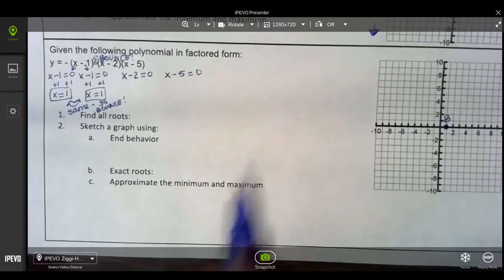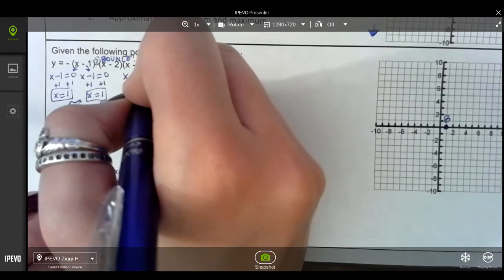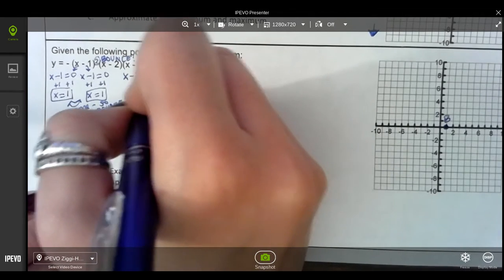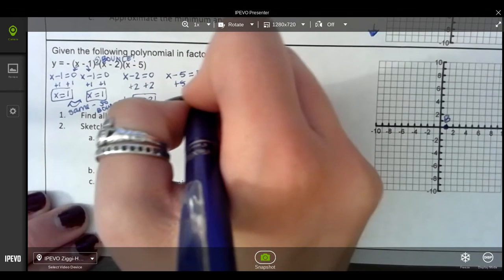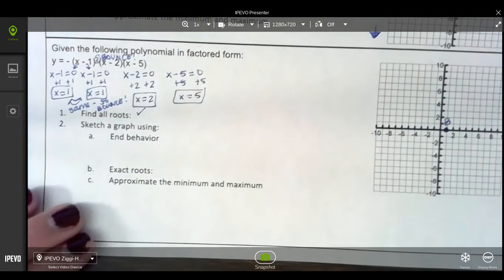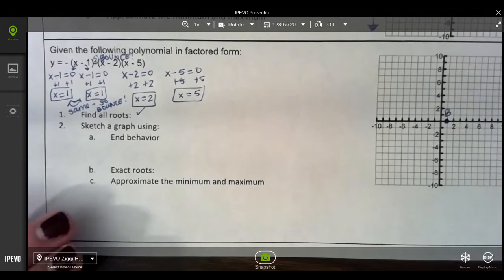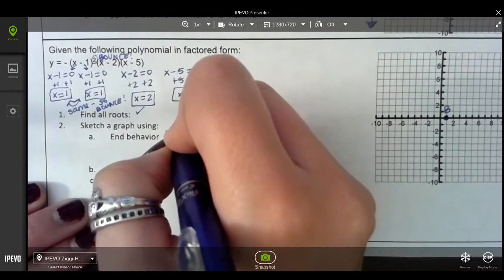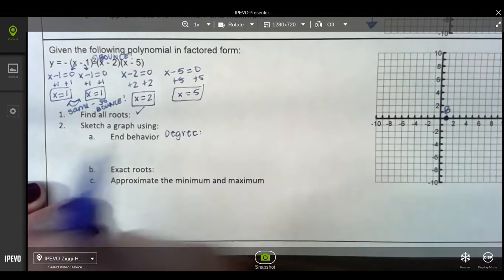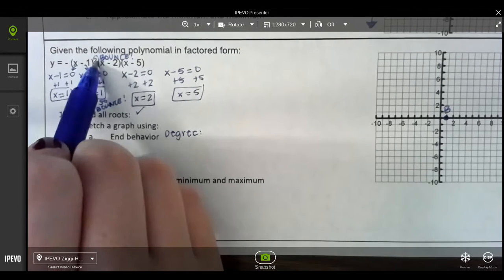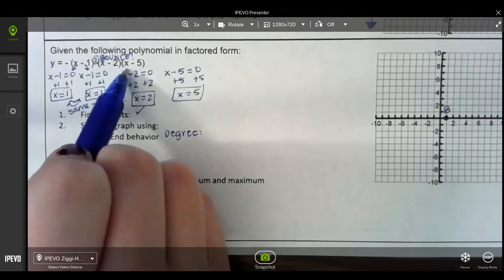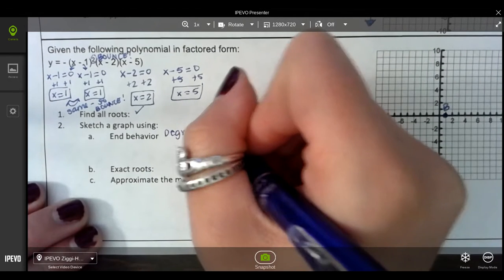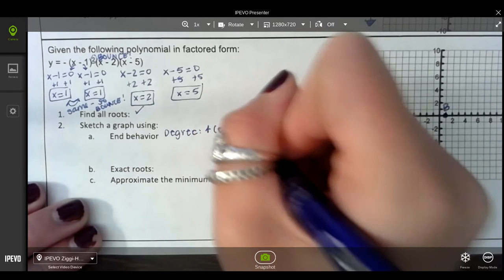And then let's finish solving for our roots. Add 2 to both sides, x equals 2. Add 5 to both sides, x equals 5. Boom, we found all our roots. Find our end behavior now. Well, what's our degree? Well, we have x squared, which tells me I have 2 x's. So 2 x's, my third x, my fourth x. My degree is 4, which means I am even.